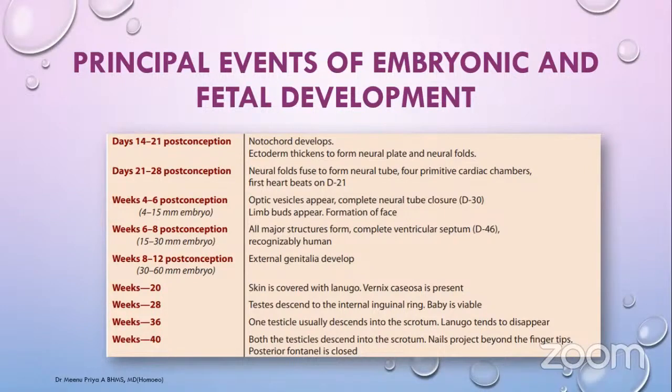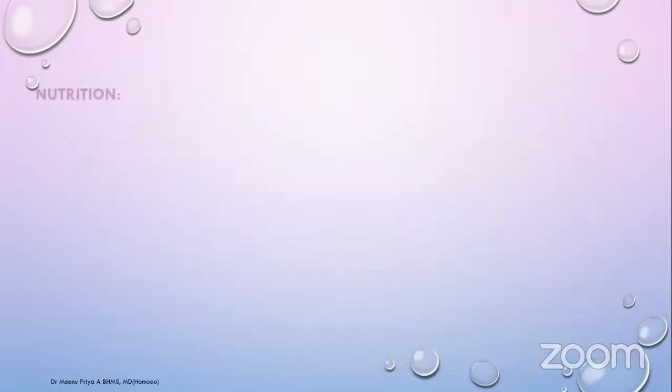The baby is viable, and at 36 weeks one testicle usually descends into the scrotum and lanugo tends to disappear. At 40 weeks both testicles descend into the scrotum, nails project beyond the fingertips, and the posterior fontanelle is closed.